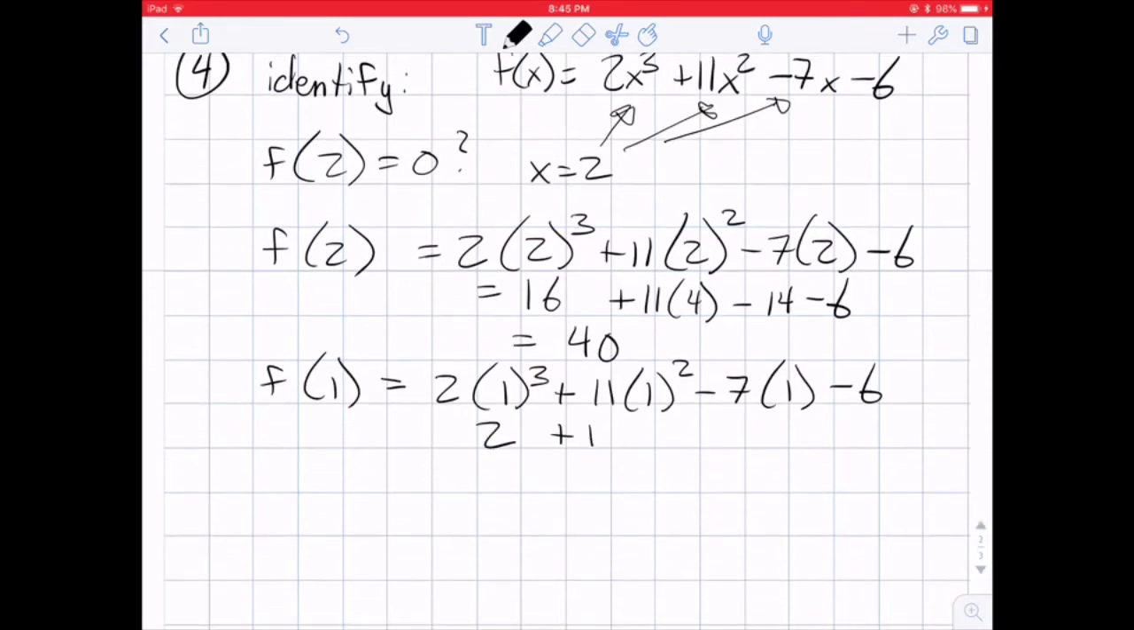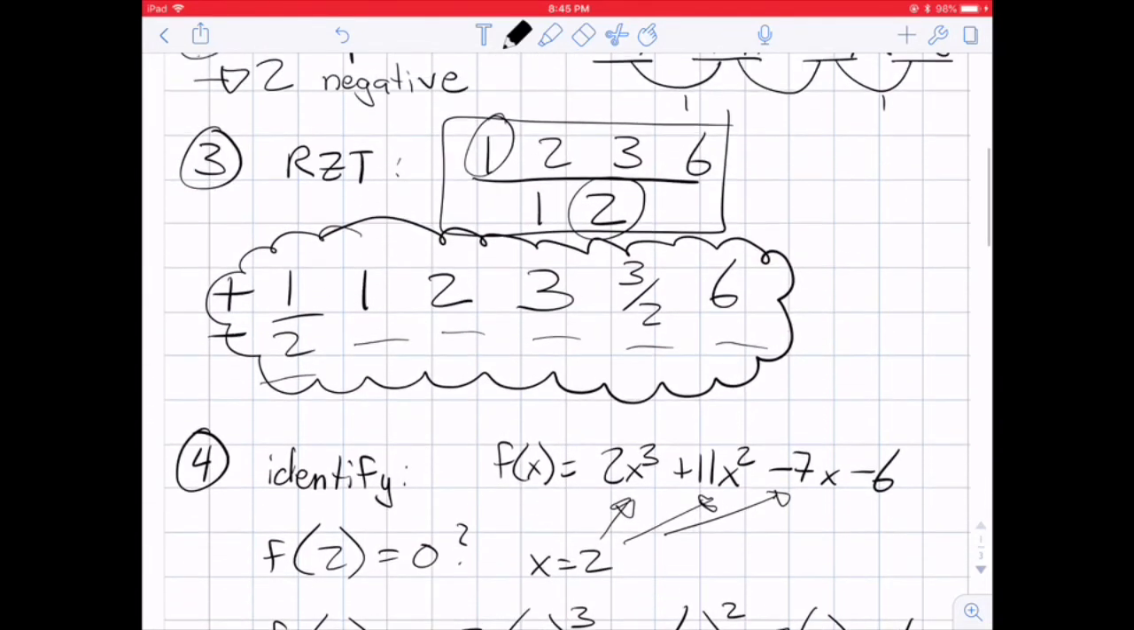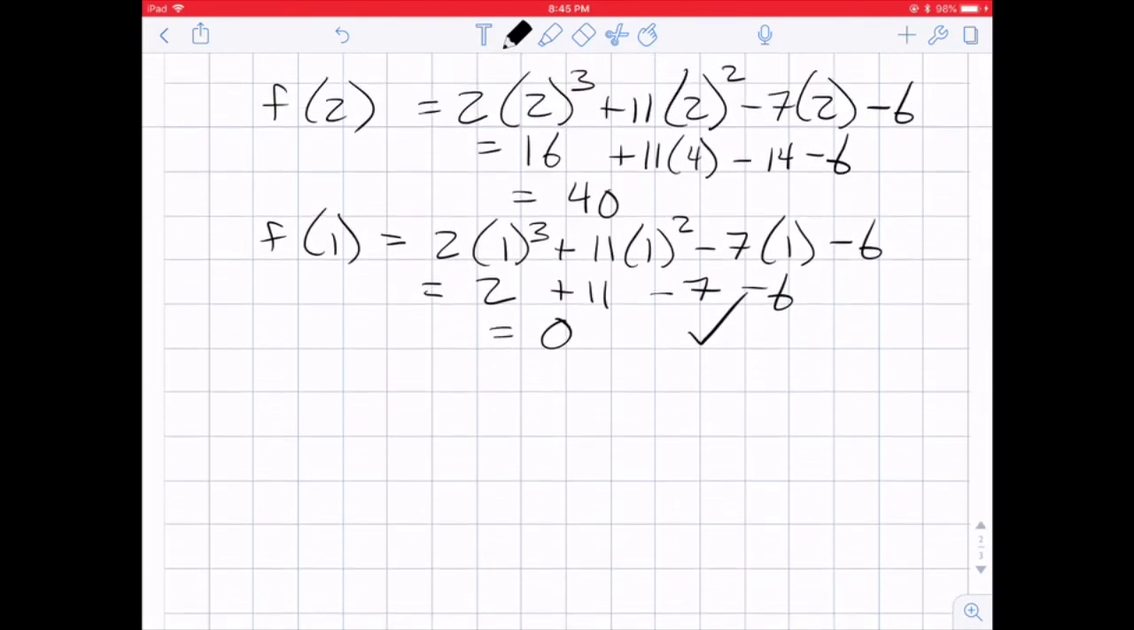This would be 2 plus 11 minus 7 minus 6. That is 0, so this is a root for the polynomial. And at this point, we have found one root. You could keep on checking, but it's possible that that's the only real 0. If the other ones are imaginary, it doesn't matter how many of these from that list that I try to put in, none of them are actually going to be the roots for the polynomial.